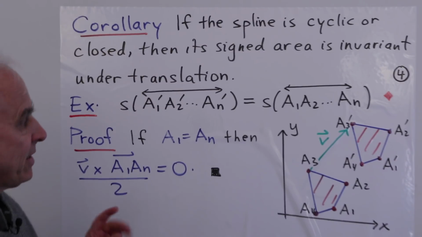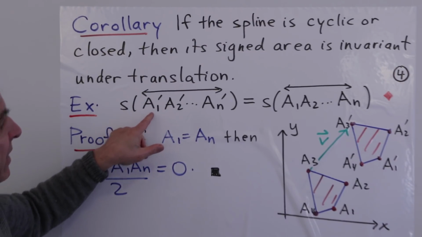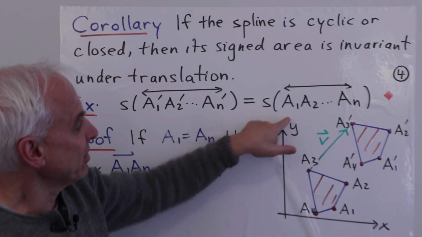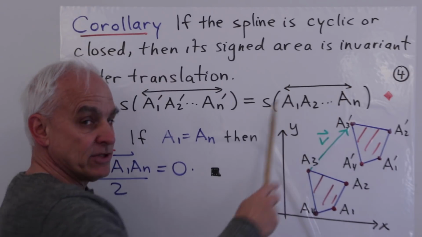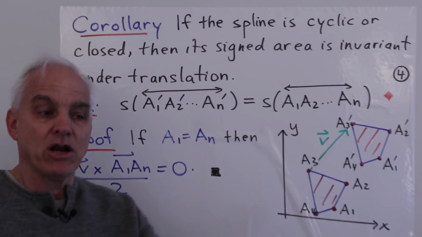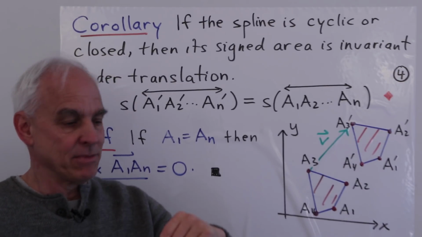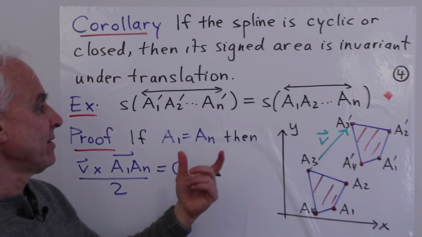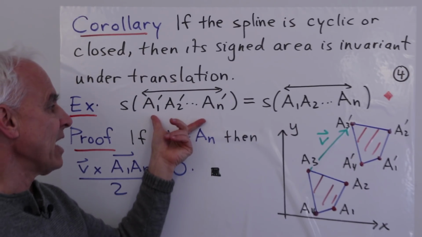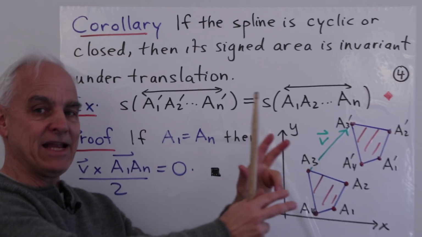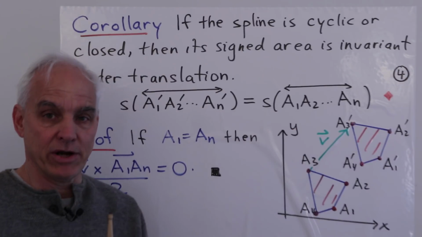And another way of stating this is in terms of cyclic-oriented polygonal splines. So if we have a cyclic-oriented polygonal spline, a1, a2 up to an, and coming back to a1 as denoted by those double arrows, then that's automatically closed. Okay, the last point is the same as the initial point. In that case, the corollary is going to tell us that the signed area of what we get when we translate such a cyclic-oriented polygonal spline is going to be the same as the original area.